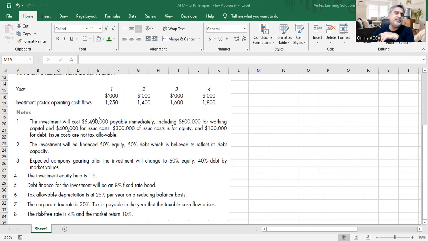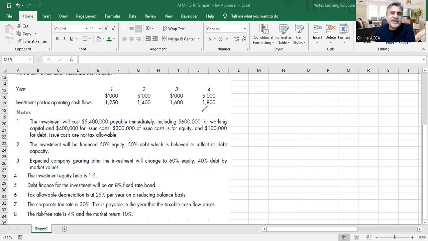Issue cost means you might be issuing some kind of debt or probably equity, I'm not sure, maybe debt, and for that it is the cost. 300,000 of issue cost is for equity and 100,000 for debt. Okay, so 300,000 for equity, 100,000 for debt. Issue costs are not tax allowable. Very important. You are not going to get benefit on these issue costs.